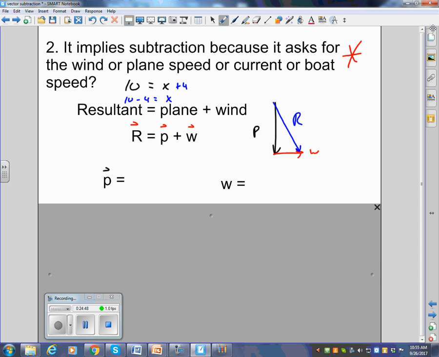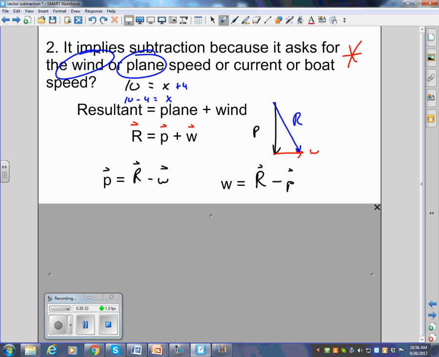If I need to get the p all by itself, the wind has to go to the other side, it becomes R minus W. Right? If I've got plus W here, it has to go to the other side. The plane speed is the resultant minus the wind, and those are vectors. And likewise, the wind speed is going to be resultant minus plane. Vector subtraction. Okay, but it's not going to come out in flashing lights, horn, subtraction. It's not going to do that. It's going to say, what is the wind speed or what is the plane speed?